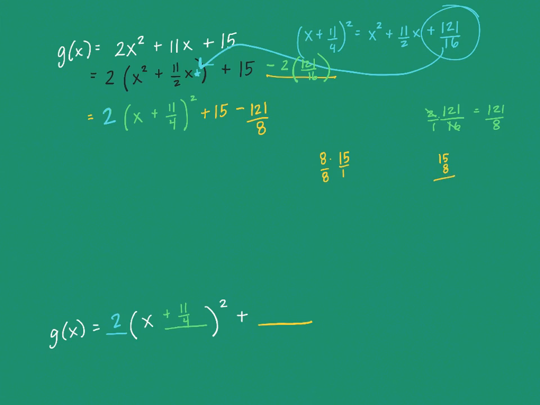So 15 times 8, 8 times 5 is 40. Then 8 times 1 is 8. 9, 10, 11, 12 gives me 120. So I'm really doing plus, that 15 is plus 120 over 8 minus 121 over 8. Which leaves me for this constant at the end with negative 1/8. So that is the number that goes over here at the end.